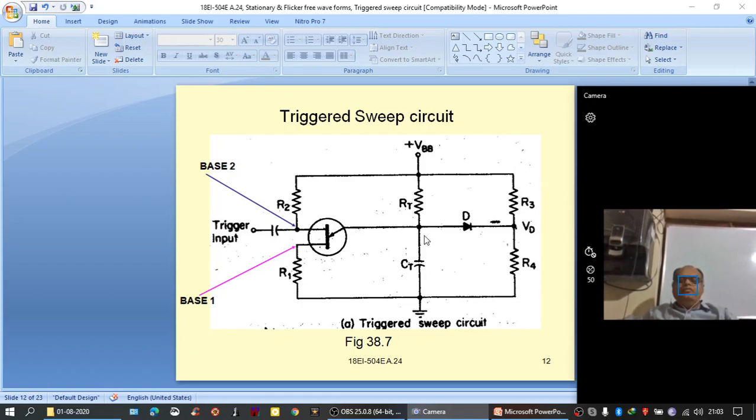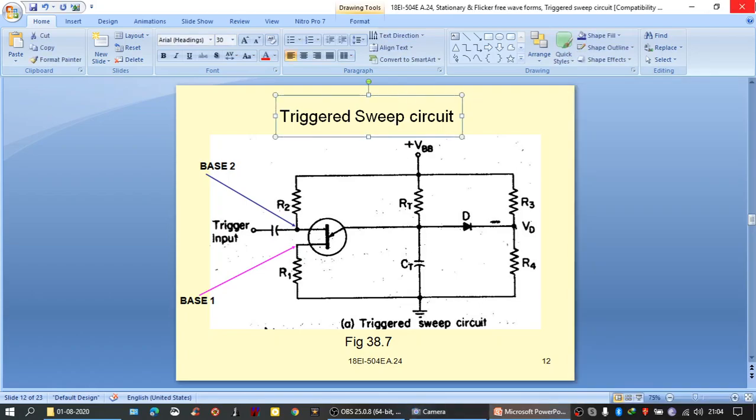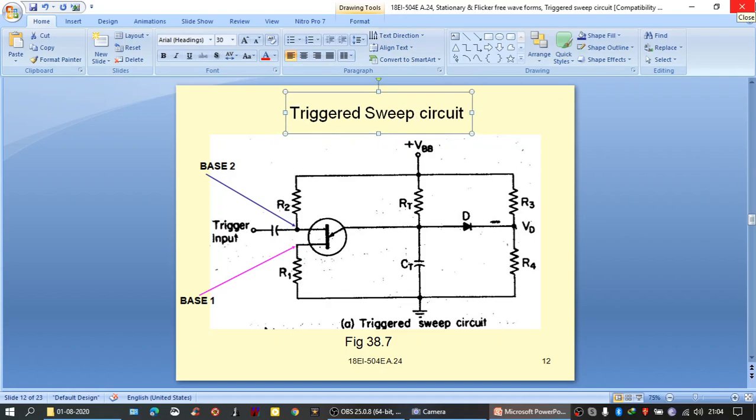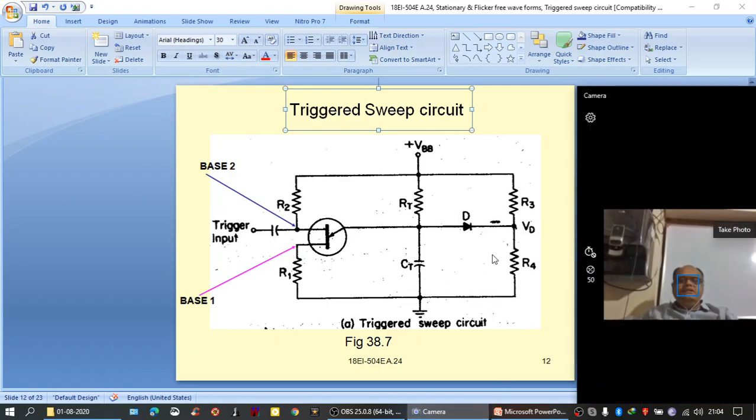So somehow if we can block this retrace time or retrace signal of the trigger input or the sweep input, then we can avoid flickering of the waveform on the CRO screen. So that is why a triggered sweep circuit will be helpful in producing a flicker-free waveform. And also, if we want to measure only a particular portion of a signal, then only for that period the sweep is generated and the signal is analyzed only for that period.